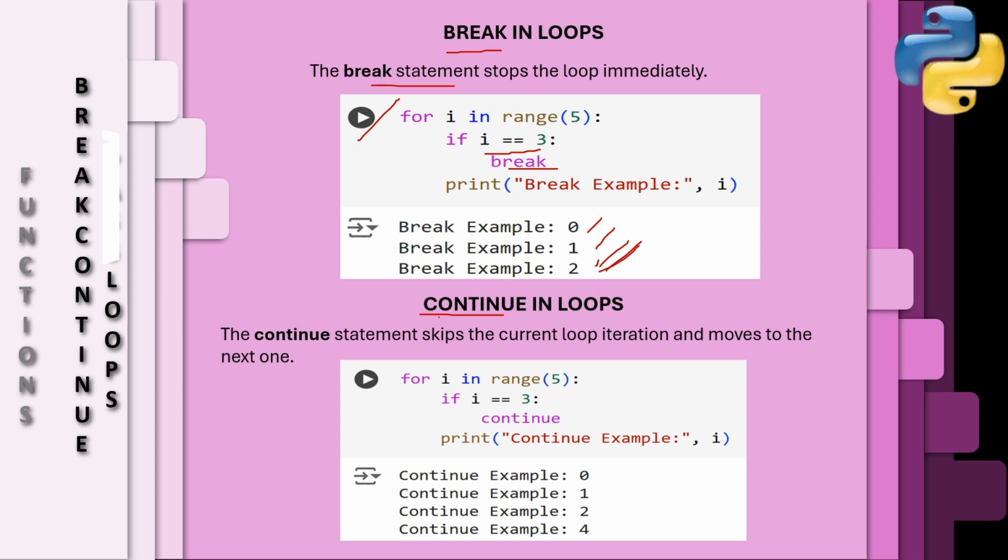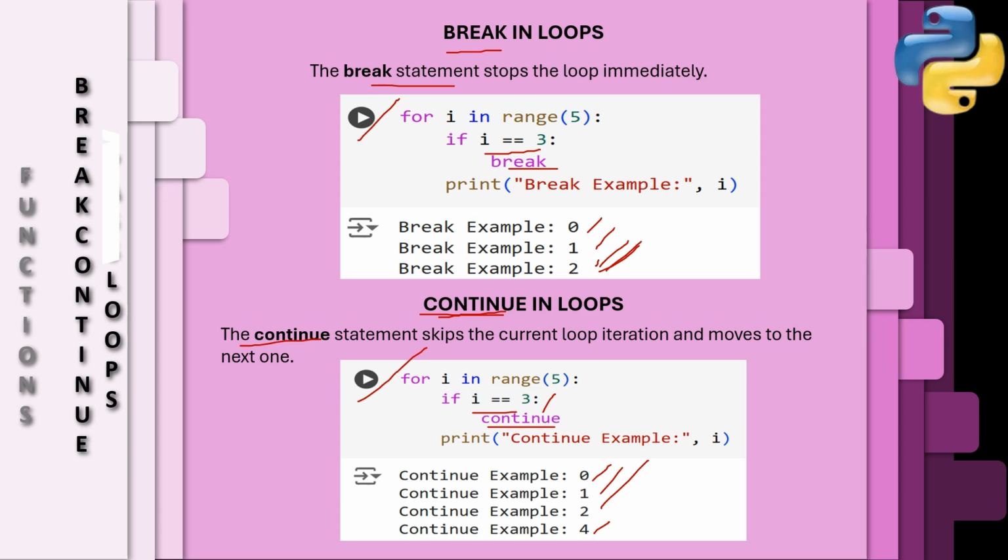Moving to continue, the continue statement skips the current loop iteration and moves to the next one. From this example, we can see if i is equal to 3, then this continue condition will be met and it will skip that loop and it will move to the next loop. As we can see in the execution, it has printed 0, 1, 2 and skipped 3 because of this continue statement. Then we continue the loop and print the 4.